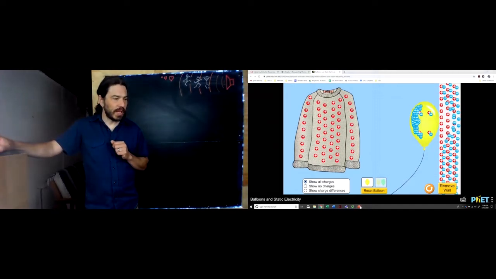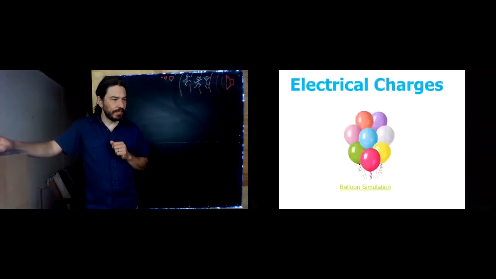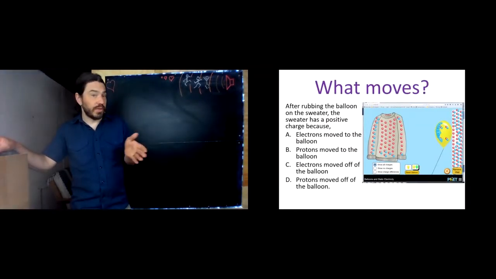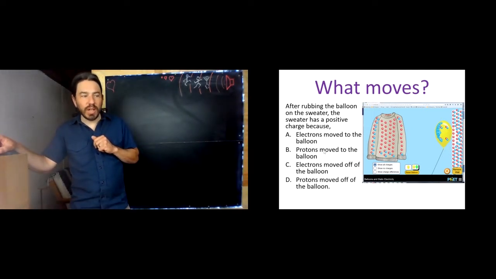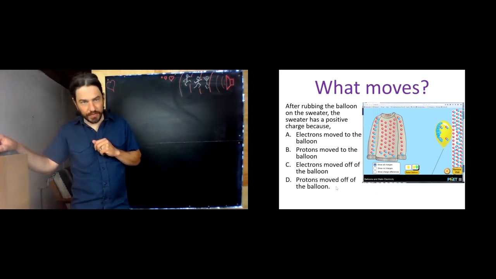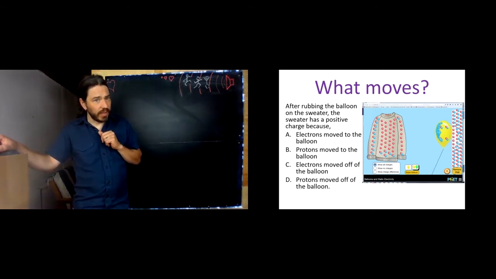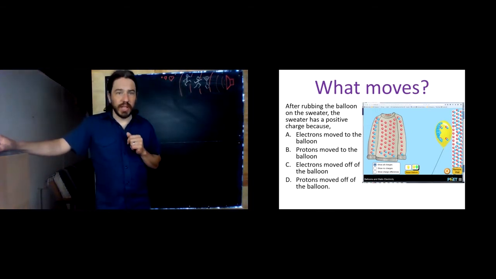Okay, let's go back to the lecture slides here. After rubbing, the balloon has a negative charge and the sweater has a positive charge. Why? Is it because electrons move to the balloon? Is it because protons move to the balloon? Is it because electrons moved off the balloon? Or is it because protons moved off the balloon? Why don't you think about it for a second, pause the video, and then when we come back, I'll show the answer.